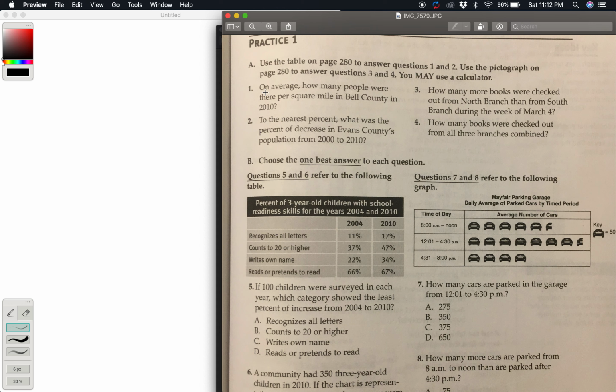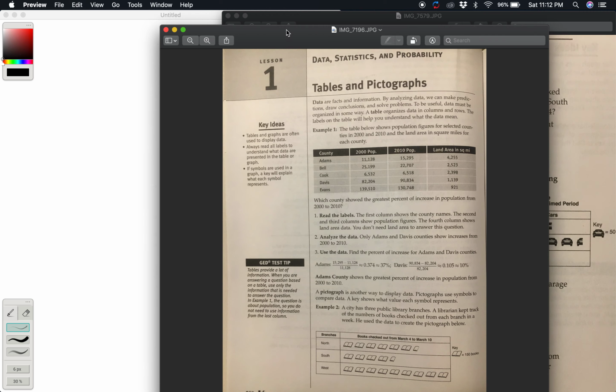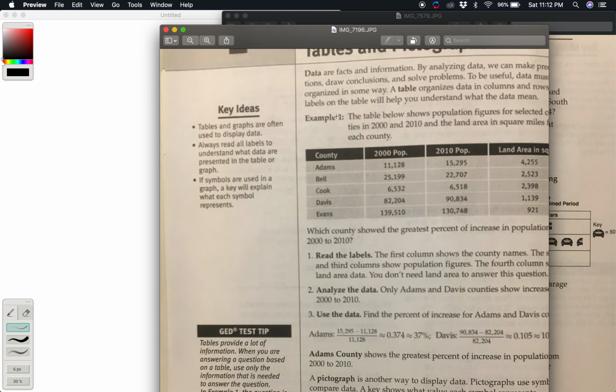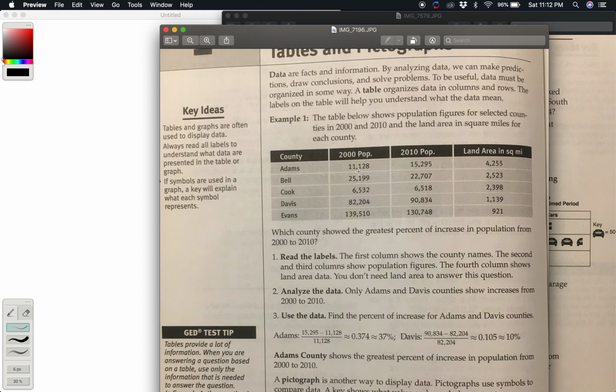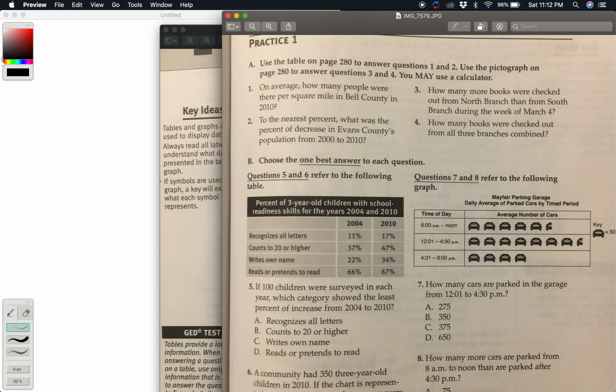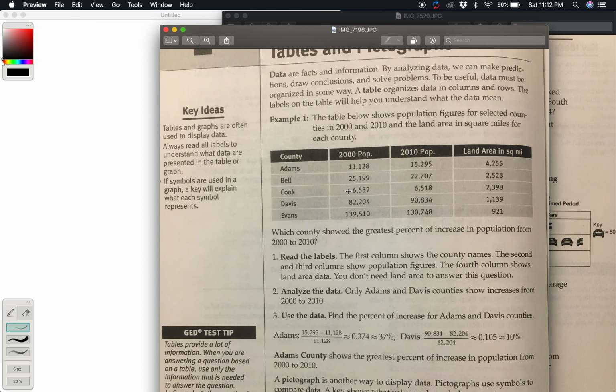On average, how many people were there per square mile in Bell County? So let's take a look here. Bell County. Okay, so here's Bell County. Let me see if it says, okay, it does say here in 2010. I was wondering because there were 2 time frames here. So in Bell County for 2010.